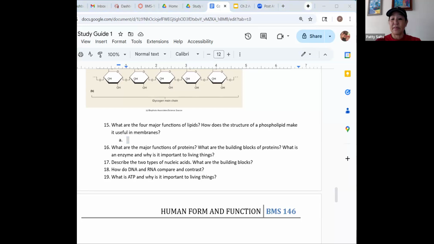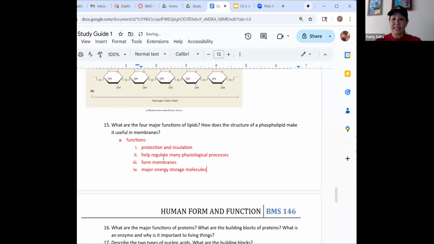Let's take a look at lipids. What are the four major functions of lipids? Protection, insulation. There are lipids all around our body. We can think about fat. It cushions our body. They help regulate physiological processes. They are a component in a lot of chemical and metabolic reactions. They form membranes, which we'll talk about in more detail, and they are major energy storage molecules. We can store lipids in our body, and we can get a lot of energy, ATP, out of their metabolism.